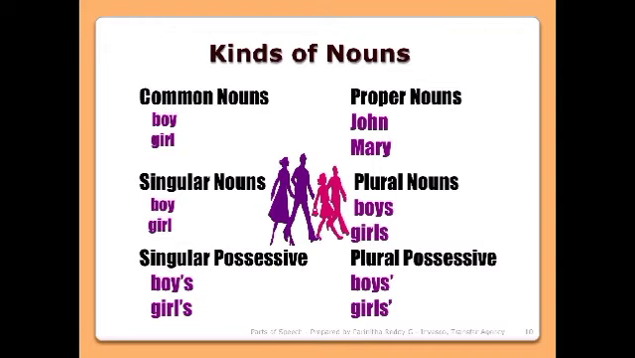Proper noun, the name of that boy like John, and the name of that girl like Mary. Singular nouns are boy, girl, and plurals are boys and girls. Singular possessive nouns are the boy's. Possessive means that it belongs to that person, which we call in Urdu milkiyat. So if that thing is someone's property, or kisi ki milkiyat hai, then we will use the possessive noun there, like boy's pen, a girl's ribbon.